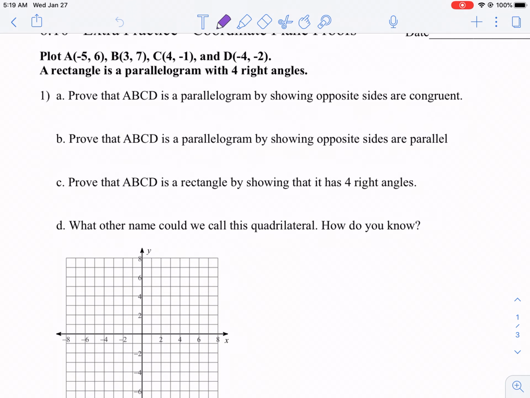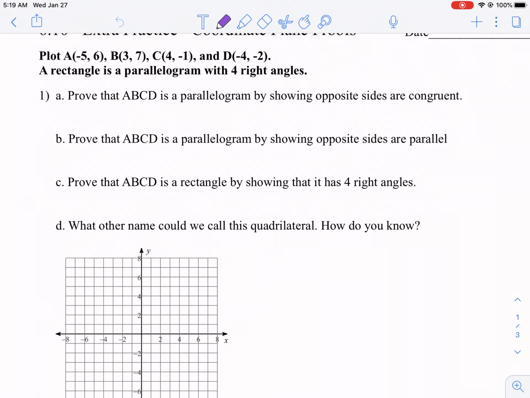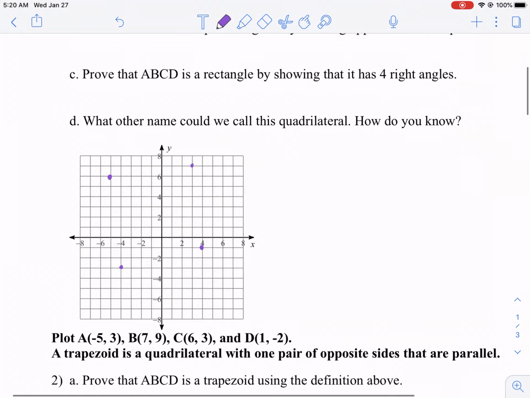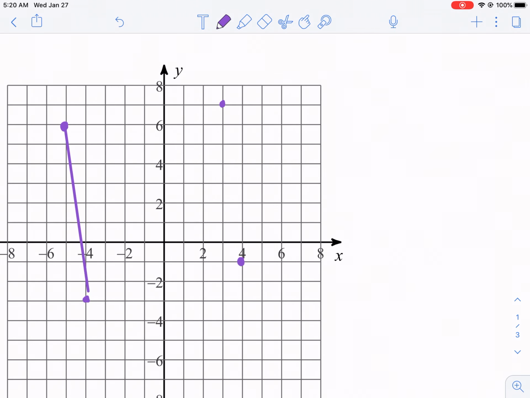We're going to start with number one. It says plot -5, 6, 3, 7, 4, 1, 4, -1, -4, and -2. So we're going to go ahead and plot that real quick. So we got -5, 6, 3, 7, 4, -1, and -4, -2. Okay, just double check that. 4, -1, 3, 7, -5, 6. Okay, so we're asked to connect these dots, and it's going to form a quadrilateral, a four-sided shape. So it should look something like this when we're all done with it.